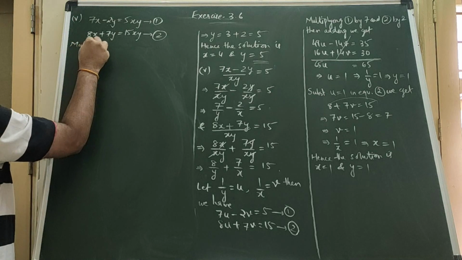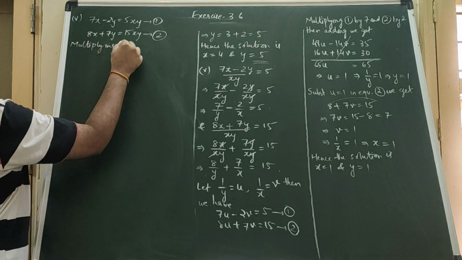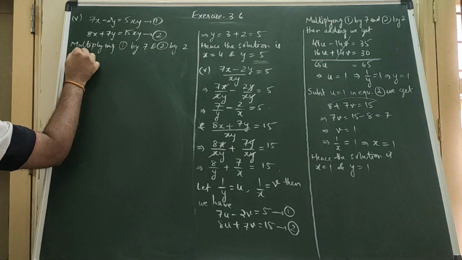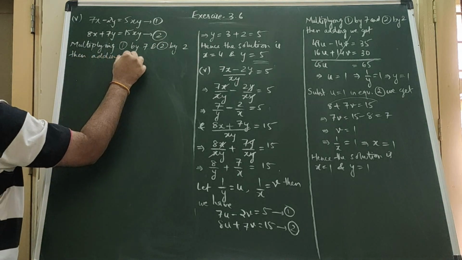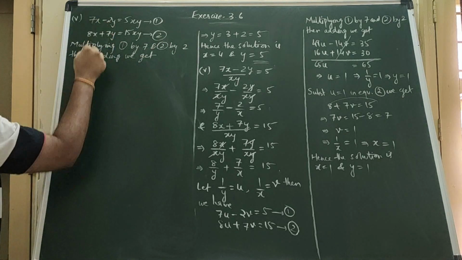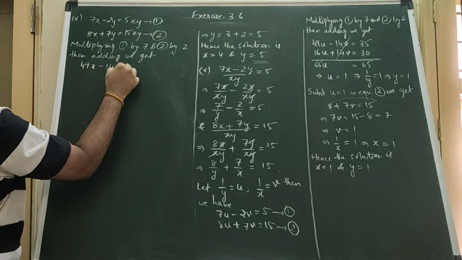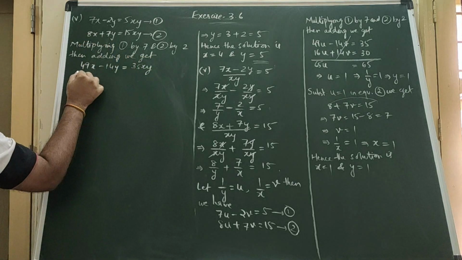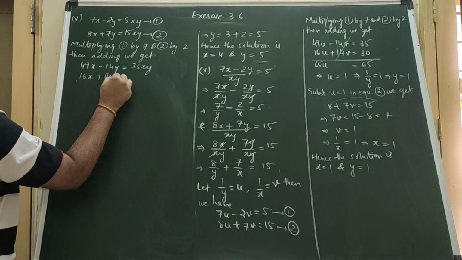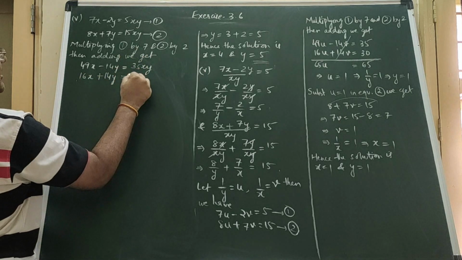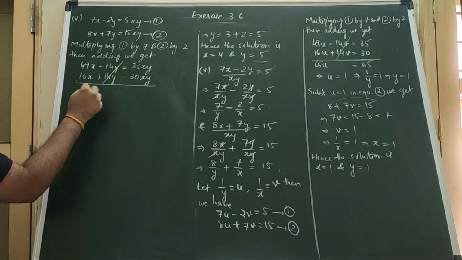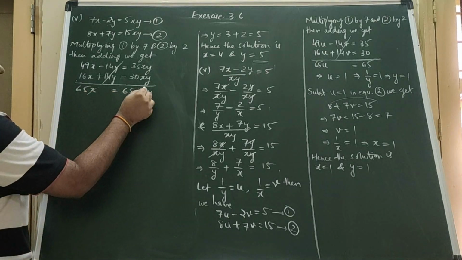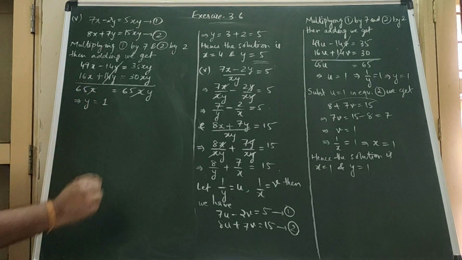So multiplying 1 by 7 and 2 by 2, then adding we get, so 49x minus 14y is equals to 35xy. This will become 16x plus 14y is equals to 30xy. We are adding, so 65x is equals to 65xy. So x cancel and we'll get y is equals to 1.